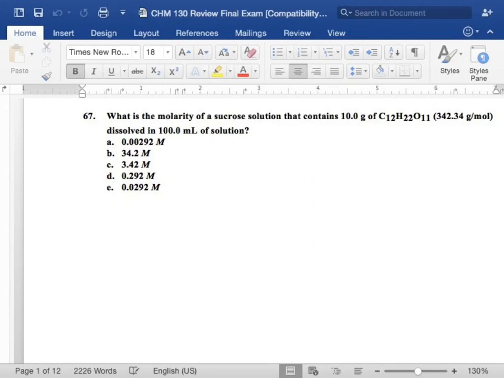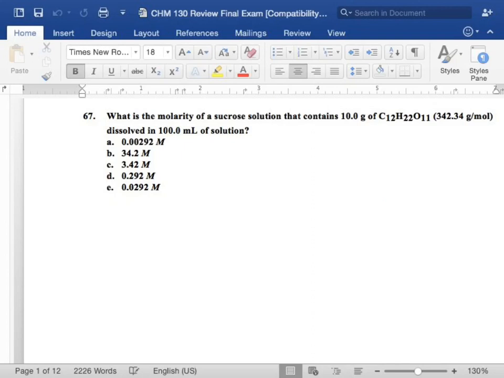So what is the molarity of a sucrose solution that contains 10.0 grams of C12H22O11, 342.34 grams per mole, dissolved in 100 milliliters of solution? Oh boy.